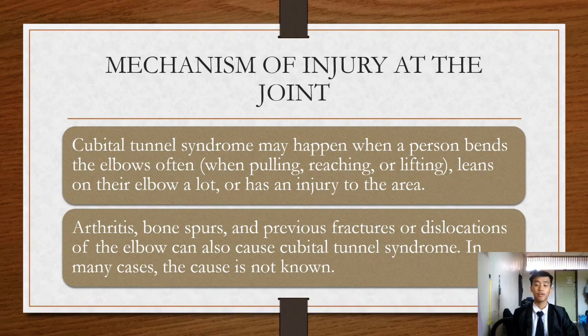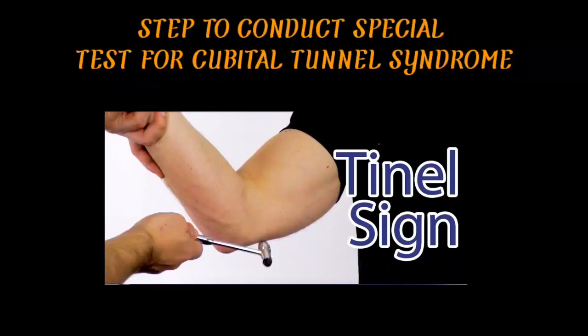Mechanism of injury at the joint. Cubital tunnel syndrome may happen when a person bends the elbow often, that is, when pulling, reaching, or lifting, leans on their elbow a lot, or has injury to the area. Arthritis, bone spurs, and previous fractures or dislocations of the elbow can also cause cubital tunnel syndrome. In many cases, the cause is not known yet.